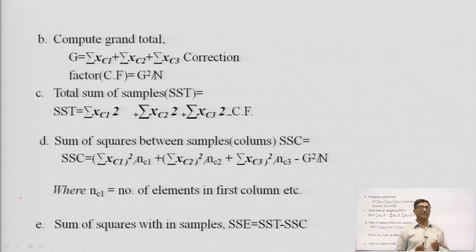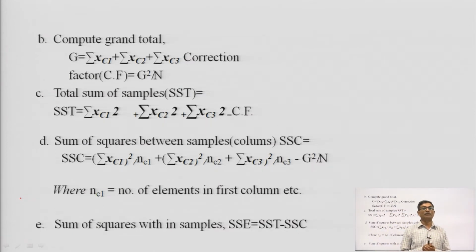In the second step, we first find the correction factor. To find it, we first find the grand total G equal to summation xc1 plus summation xc2 plus summation xc3, and the correction factor will be equal to G square upon n. Then we find the total sum of squares of the samples, written as SST, equal to summation xc1 square plus summation xc2 square plus summation xc3 square minus correction factor.